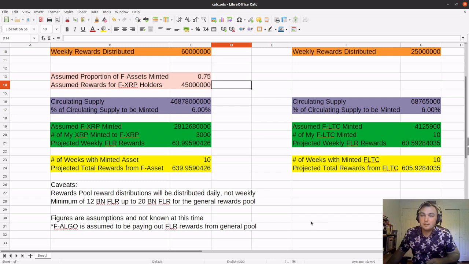There are some caveats here. The rewards pool distribution will be distributed daily, not weekly. There is a minimum of 12 billion FLR, but up to 20 billion FLR for the general rewards pool. These figures are all assumptions and they're not known at this time. And lastly, FAlgo is assumed to be paying out FLR rewards from the general rewards pool. This means there is one more F asset that will be competing for these rewards in the general rewards pool, whereas Litecoin has its own dedicated pool. So that's got to be taken into consideration when deciding what rewards you're going to try to earn based on what F assets you're going to hold.